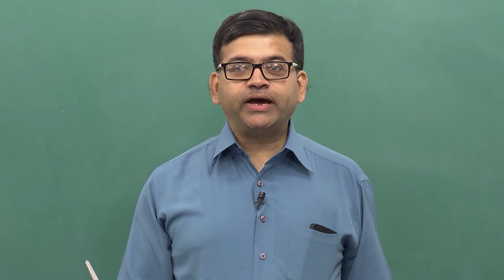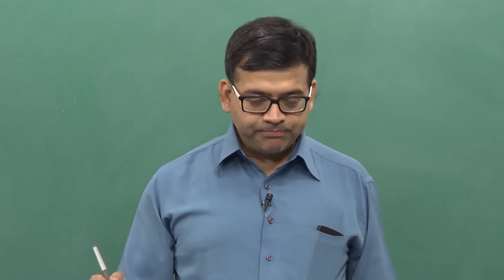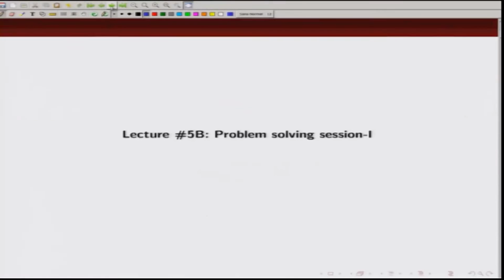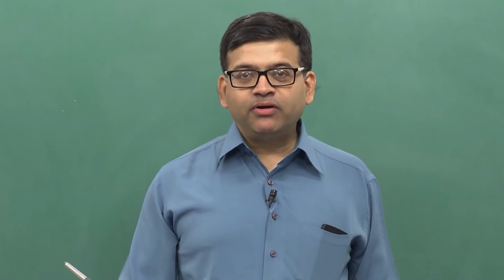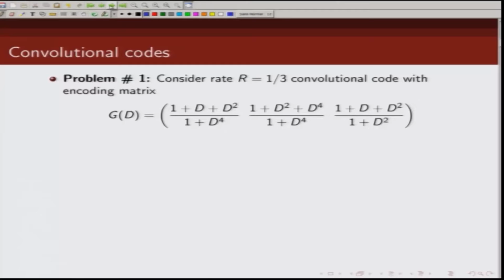Welcome to the course on error control coding and introduction to convolutional code. Before we go to concatenated codes, let us spend some time solving some problems. The first question is, you are given a rate 1/3 convolutional code with generator matrix G of D, which is given by this.